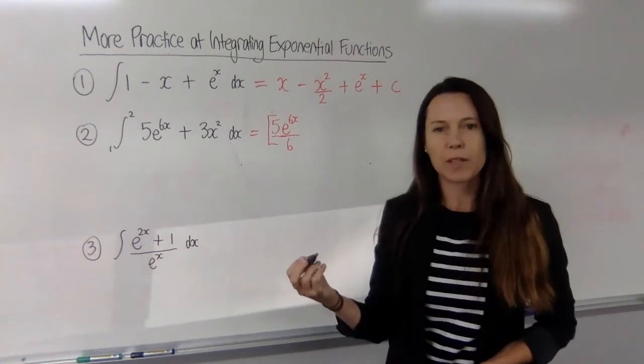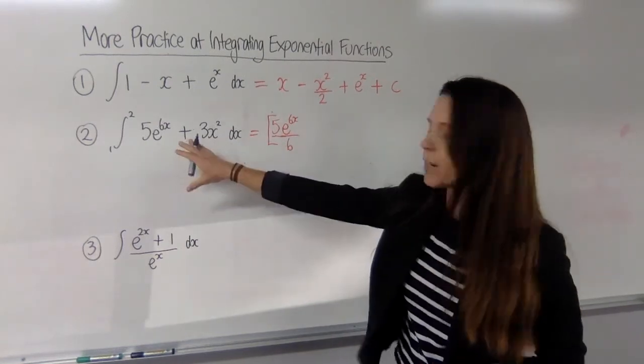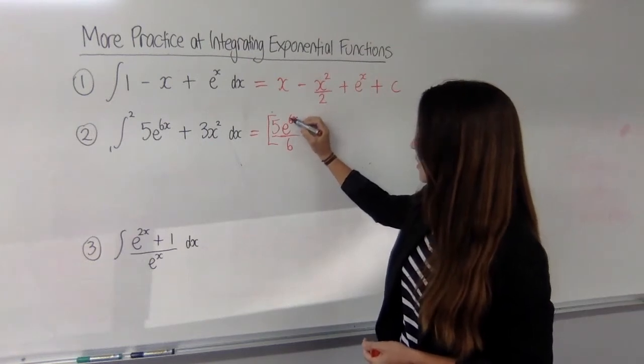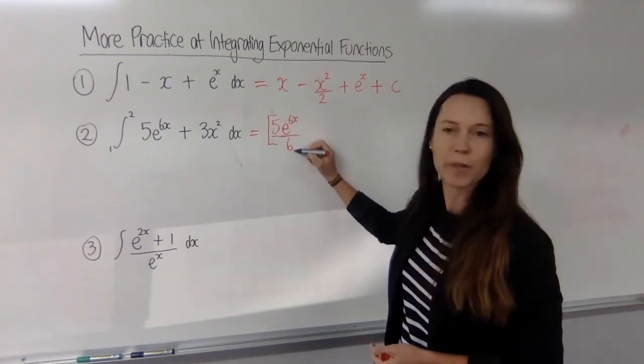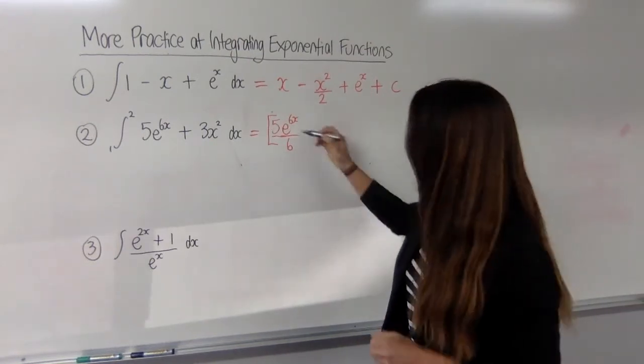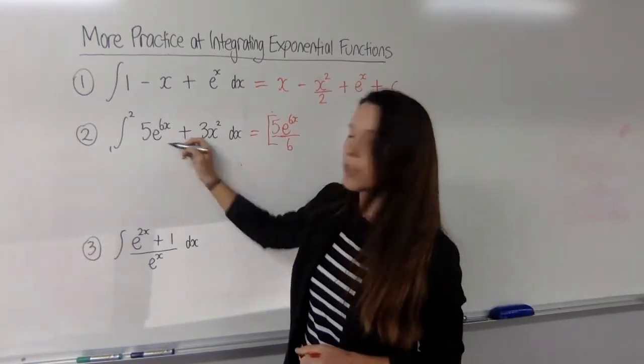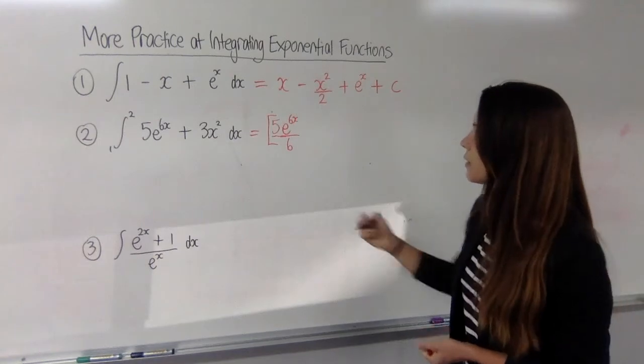Now, as always, when I integrate something, I differentiate it to check I get back where I started. So if I differentiate this, the 6 comes down the front, cancels with the 6 down below, and they disappear. The 5 stays there, and I rewrite the exponential expression. So sure enough, I do get back to where I started.